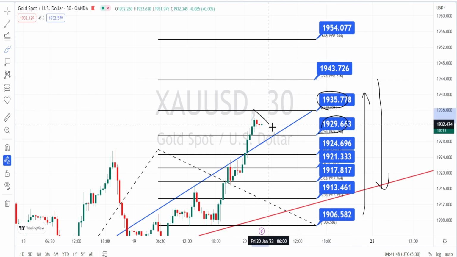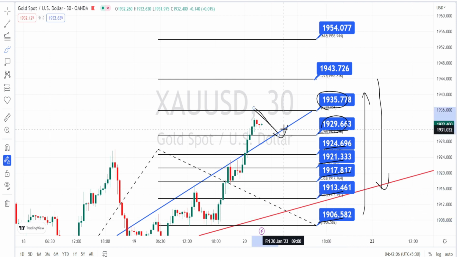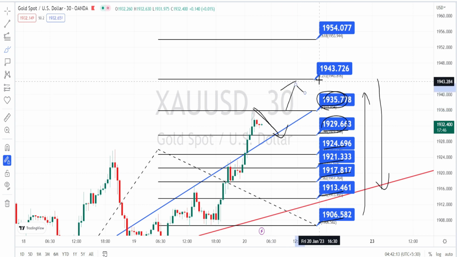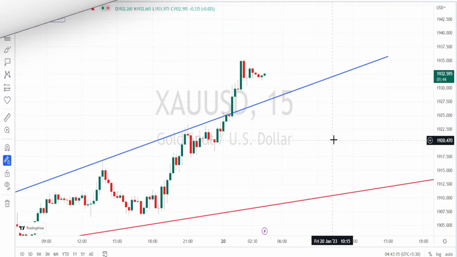And if the price action bounces back on the bearish side, breaking this support level of 1929, next level of support is going to be around 1924, 1921, 1917, 1913 and 1909. And if the price action breaks the resistance level of 1935, next level of resistance is going to be around 1943 and 1954. Let us mark the support and resistance levels for 15 minutes time frame.